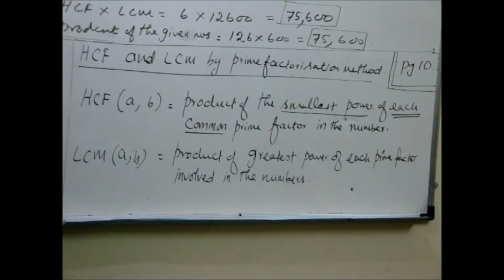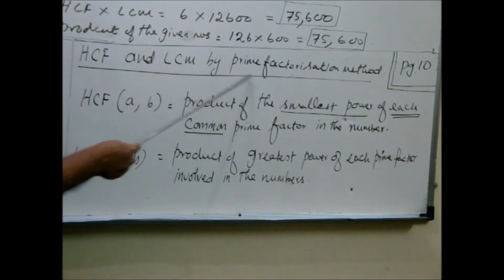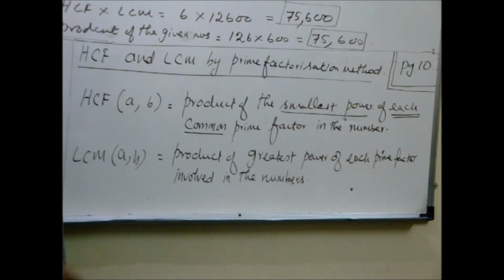Now here is another method: HCF and LCM. LCM we have not discussed in the chapter so far, and you are already very familiar with the least common multiple, LCM. HCF and LCM by the prime factorization method. Just now you have seen an example of how to prime factorize a number. There are many methods, but as per our textbook, by the prime factor method means we follow this one. Here we write some definitions.